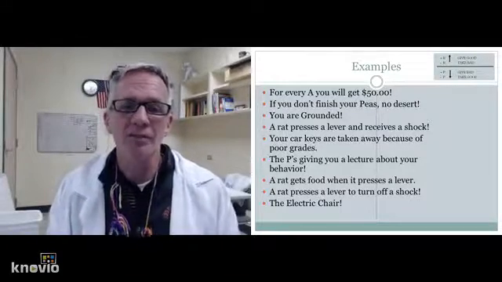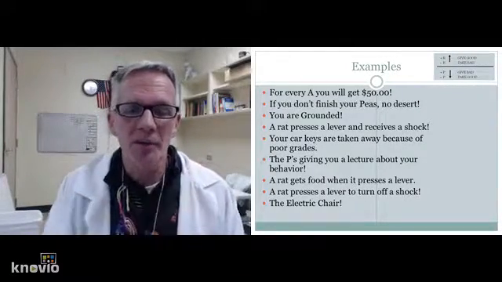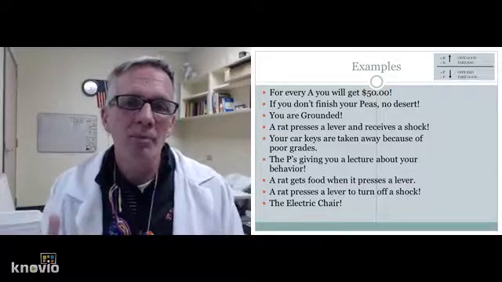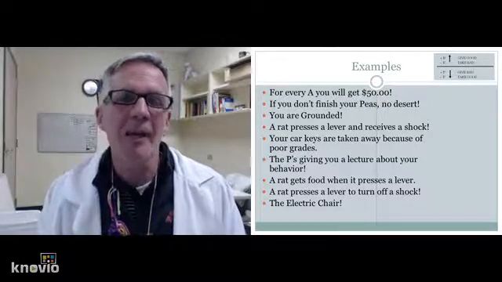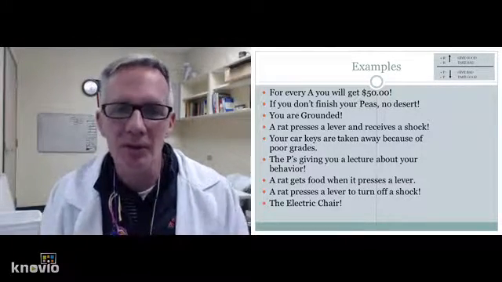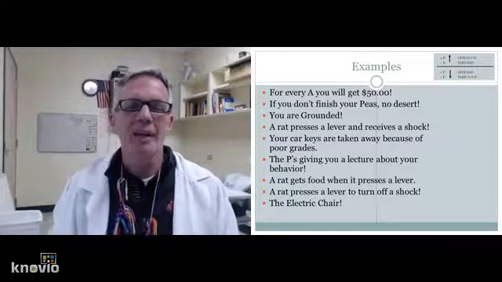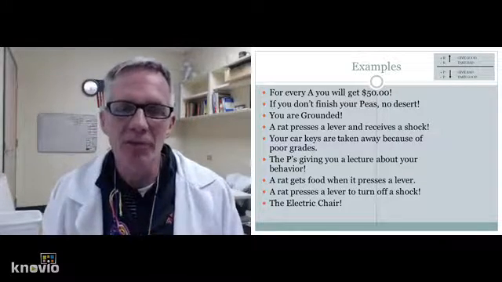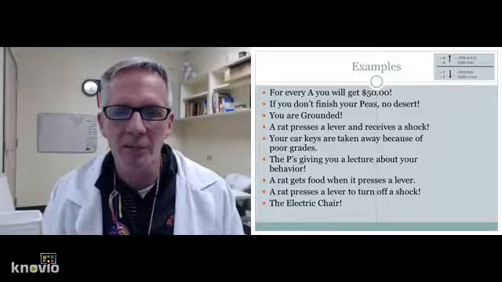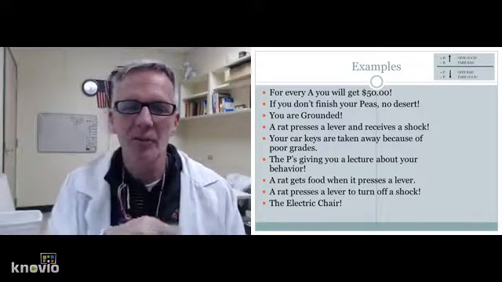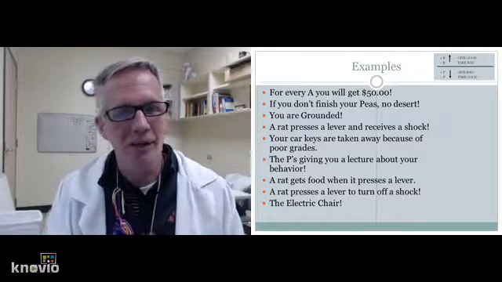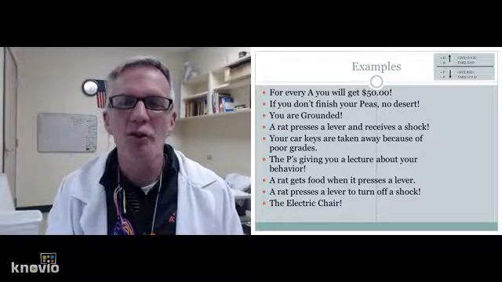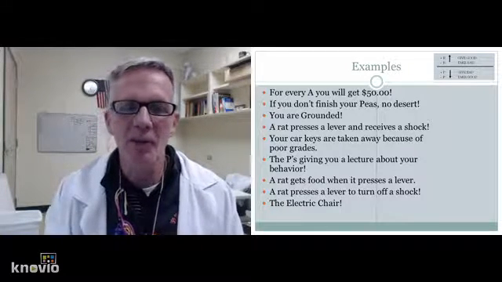Here's some examples. And notice that I have the chart up in the corner. Some parents give kids $50 for every A, $40 for every B, $30 for every C. These are lucky children. Is that positive reinforcement, negative reinforcement, positive punishment, or negative punishment? Next example, if you don't finish your P's, no dessert. Are they giving or taking something away? You're grounded, giving or taking something away?